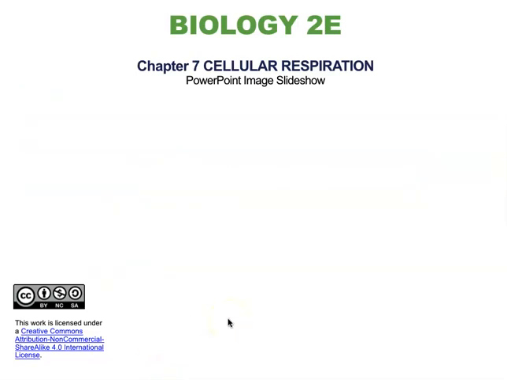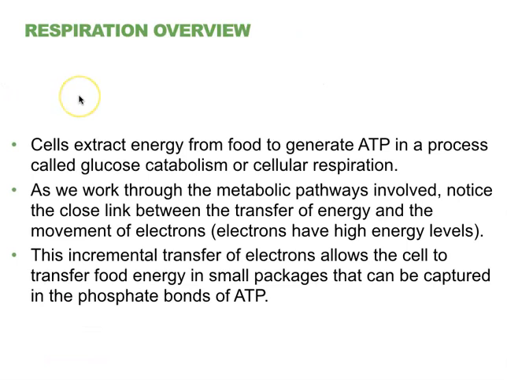So, having told you that, let's see what actually is going to happen next. Well, respiration has an overview. Cells extract energy from the food that you've ingested. As we work through metabolic pathways, notice there's a close link between the transfer of energy. Okay? So electrons have high energy levels, which means we can take advantage of that. And it's this incremental transfer of electrons that allows the cell to transfer food energy into ATP at those phosphate bonds. Remember, there's an alpha, a beta, and a gamma. It's the gamma bond we actually want to store the energy in for respiration. We can use it in many other ways elsewhere inside of the body.